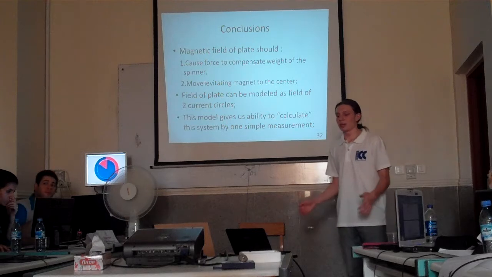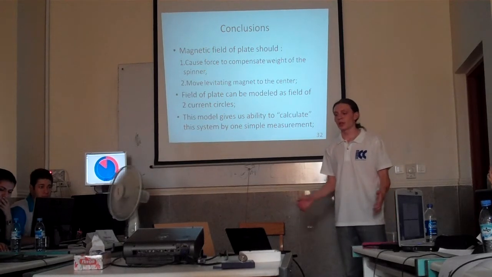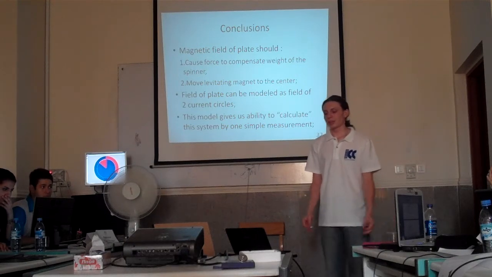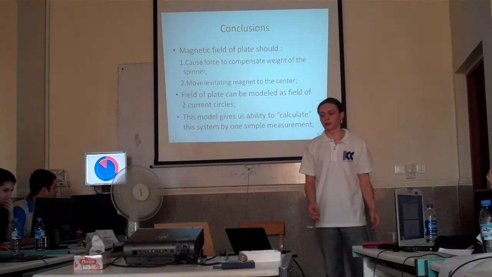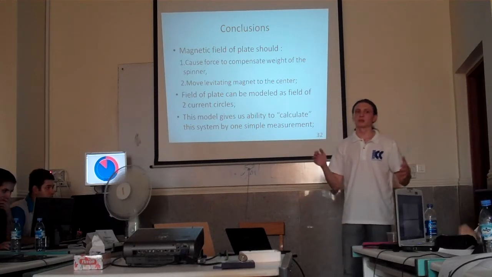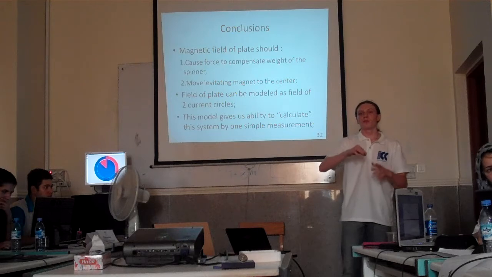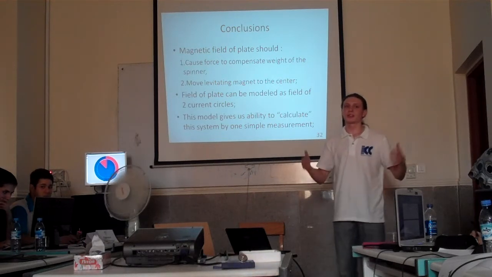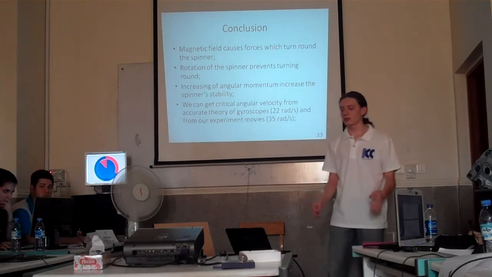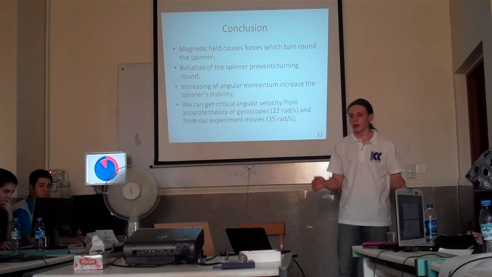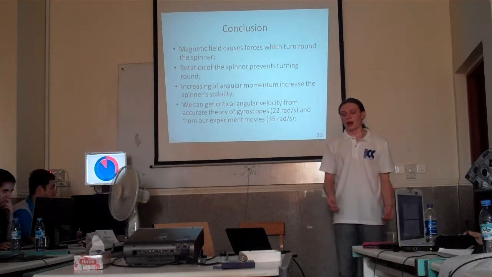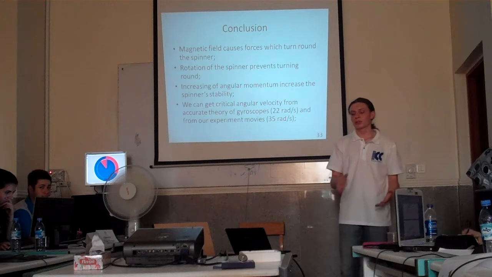The magnetic field of the plate should cause a force to compensate the weight of the spinner and move the levitating magnet to the center. The field of the plate can be modeled as the field of two current circles. This model gives us the ability to calculate the system by one simple measurement, just measuring the force on the vertical axis, and after this we can get everything we need in our model. Magnetic fields cause these forces which turn the spinner around. Rotation of the spinner prevents turning around, as we said. Increasing the angular momentum increases the spinner stability.